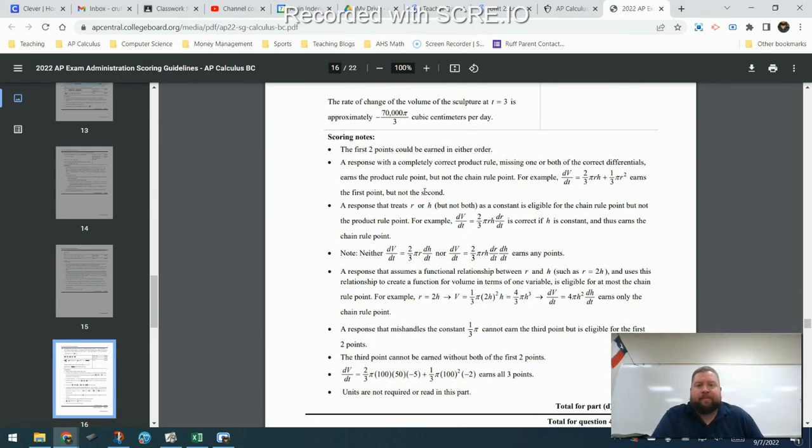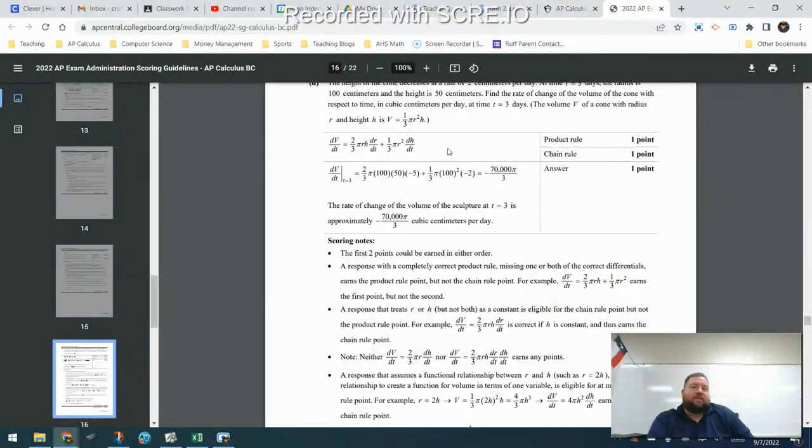All right, so they have some extra stuff down here, just some notes. If you made this mistake, do you get points? If you did this thing, what points do you get? I'm not going to read through that whole thing today, but I wanted to show you all the grading guidelines for that. All right, hope you all enjoyed related rates, one of my favorite topics.